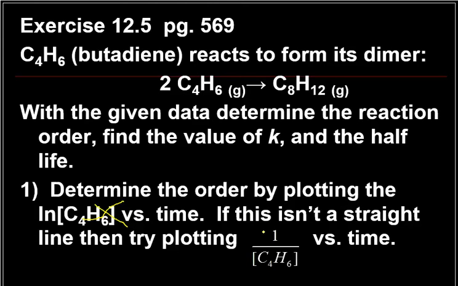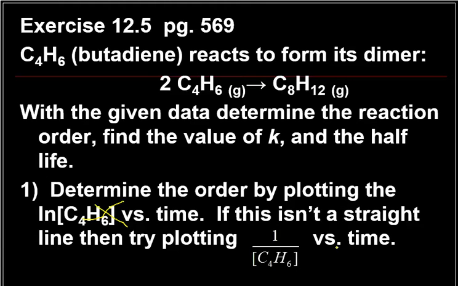So then you would go to your 1 over the concentration versus time, which would be trying to verify if it's a second order reaction. So then you go back to your calculator and you plug in 1 over the concentration in that first column versus time, or whichever column you need to put them in, I can't remember. And then you're trying to see if that will yield a straight line.